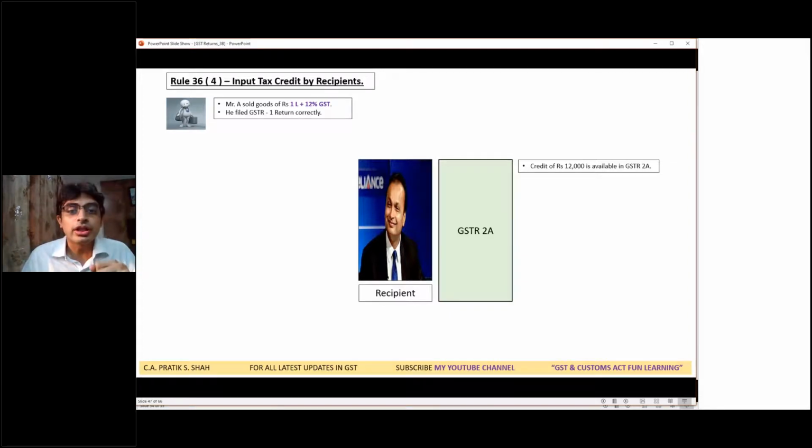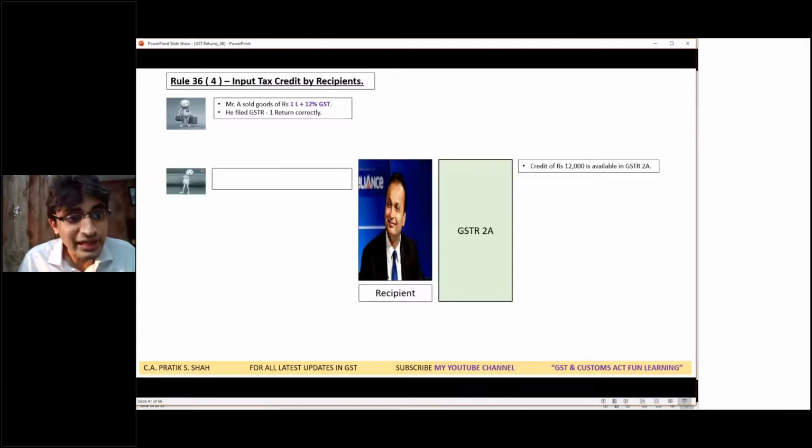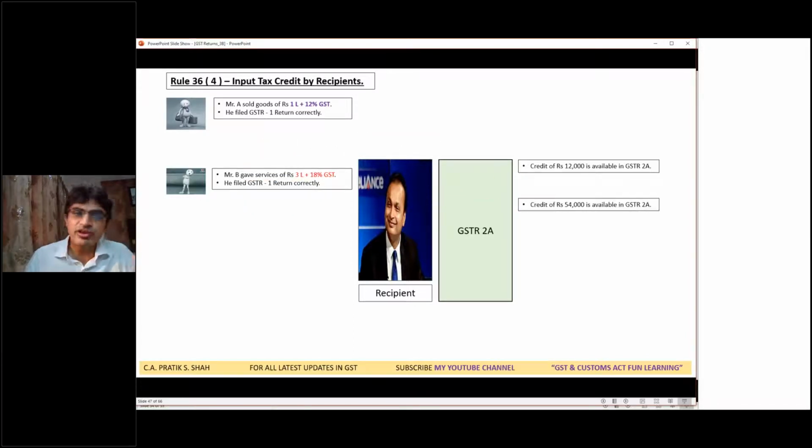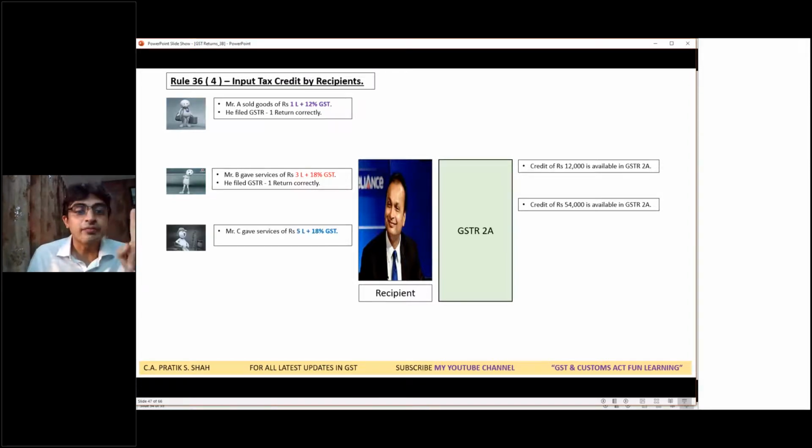Correct. Similarly, Mr. Anil sir availed services of rupees 3 lakh plus 18% from Mr. B. Mr. B also filed GSTR1 correctly, so this 54,000 also came in the recipient's GSTR2A. Very good. And now see, he availed service from Mr. C, 5 lakh plus 18% GST. Now this Mr.